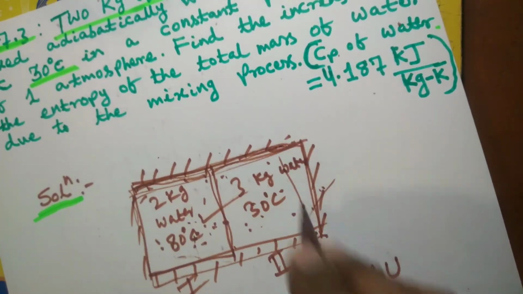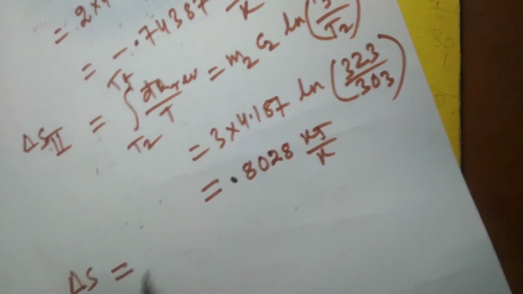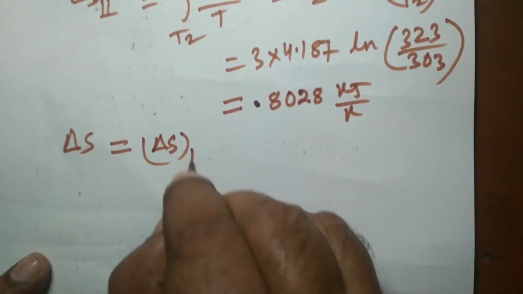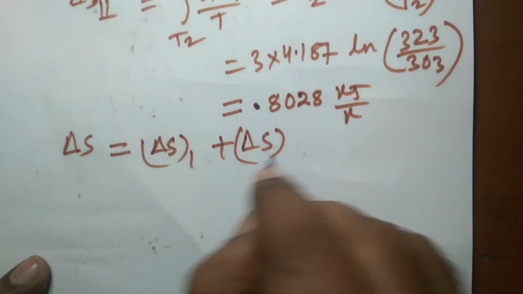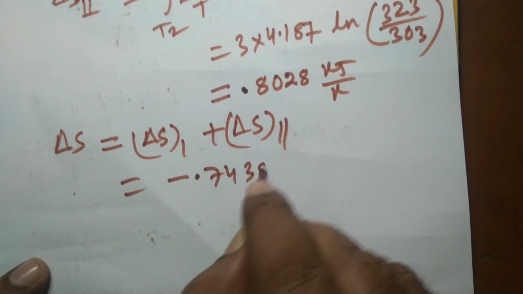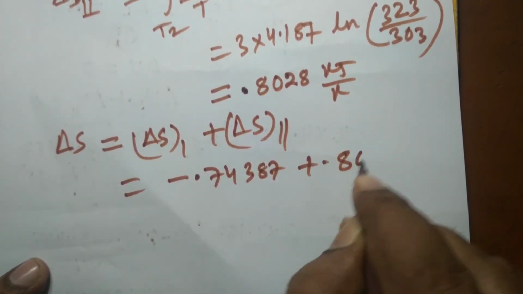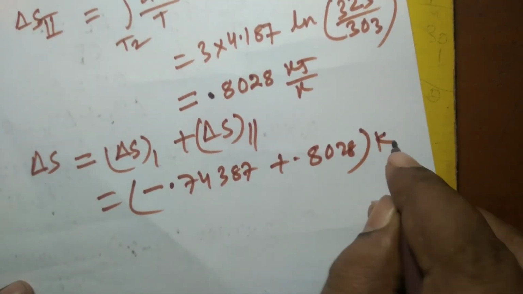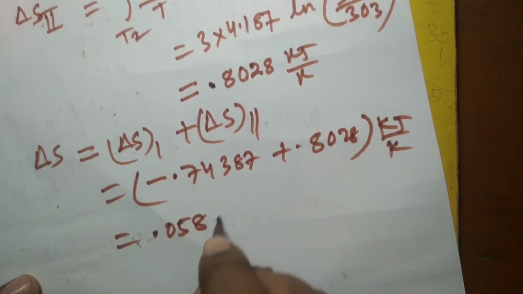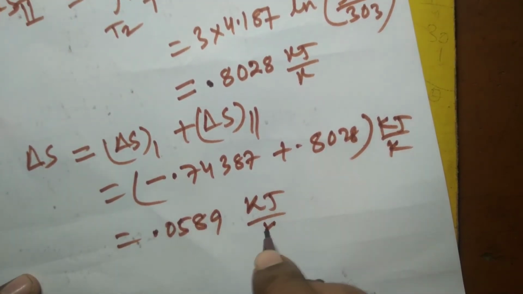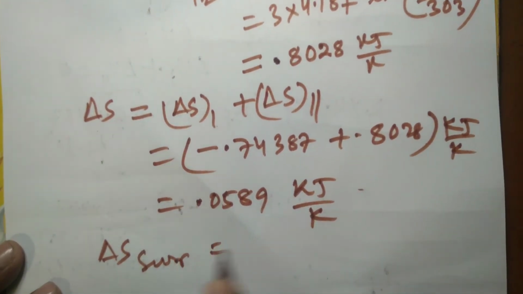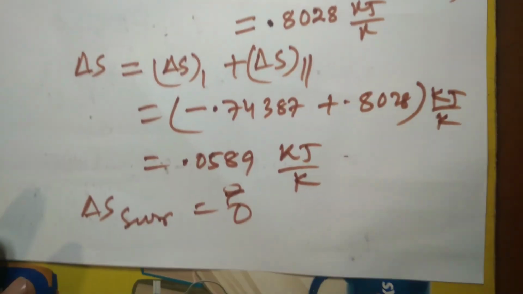So if you calculate the change in entropy of the total composite system, it will be the entropy change of the first subsystem plus the entropy change of the second subsystem, because entropy is an additive property. This is minus 0.74387 plus 0.8028 kilojoule per Kelvin. This is equal to 0.0589 kilojoule per Kelvin. The delta S surrounding is already 0, because this is an adiabatic process.